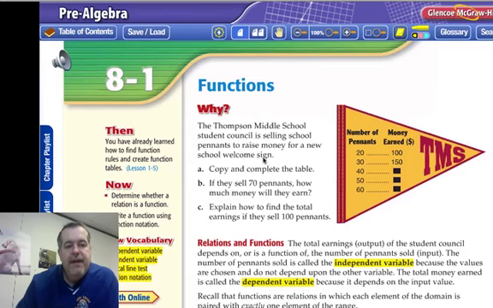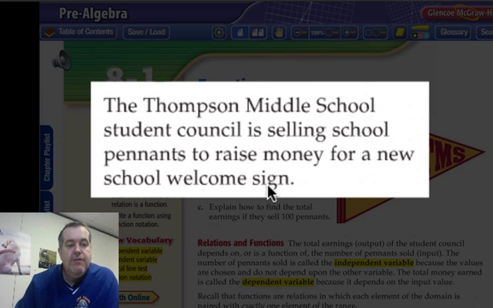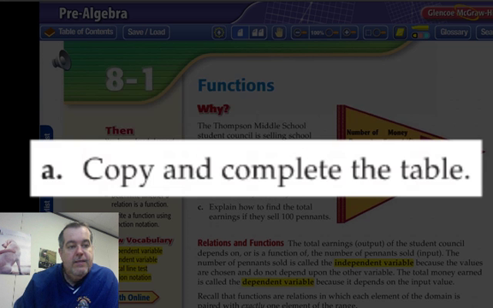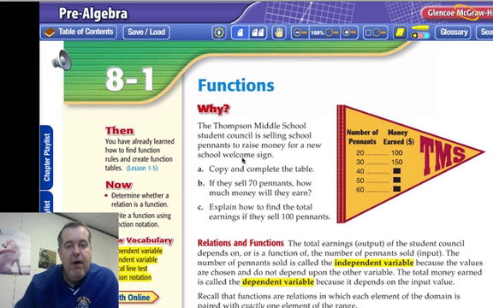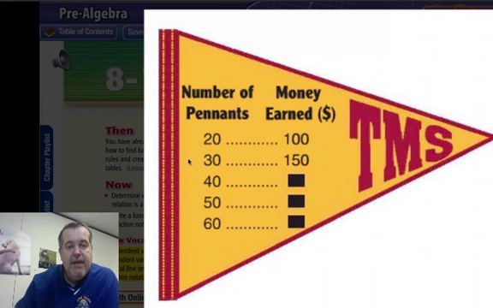All right, let's take a look at functions. We have Y. The Thompson Middle School Student Council is selling school pennants to raise money for a new school welcome sign. It says copy and complete the table. So over here on the right hand side we have a table.